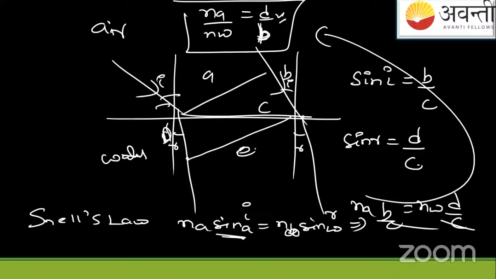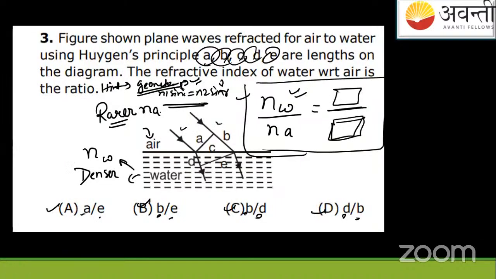Yeah, that's right. So answer will be, students, D by B. Okay, because we're getting Nw upon Na is equals to how much? Hold on. It's B by C and it's D. So Nw upon Na is B by D. Yeah. Answer will be C, students, not D. You're wrong. Answer will be C.